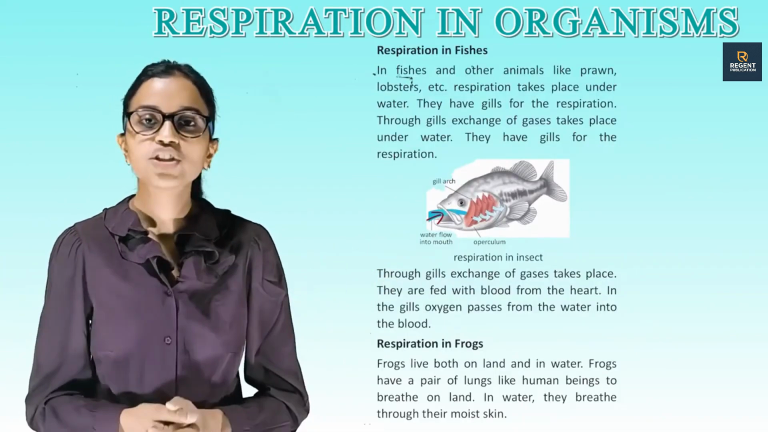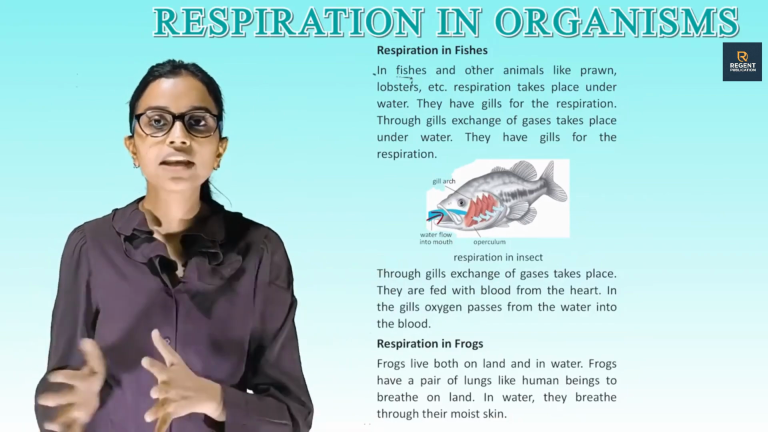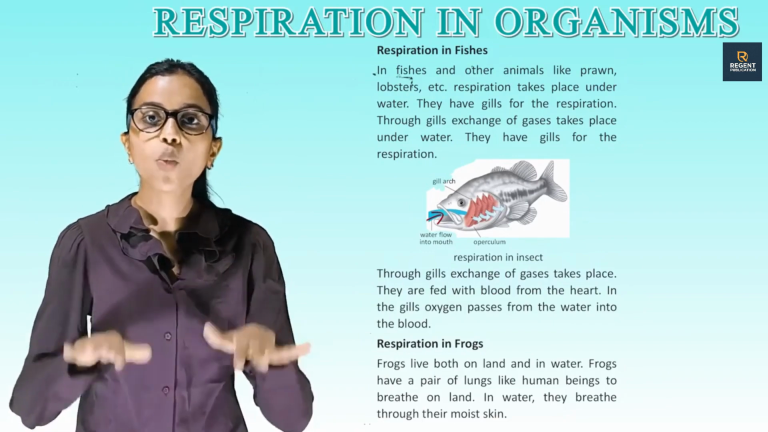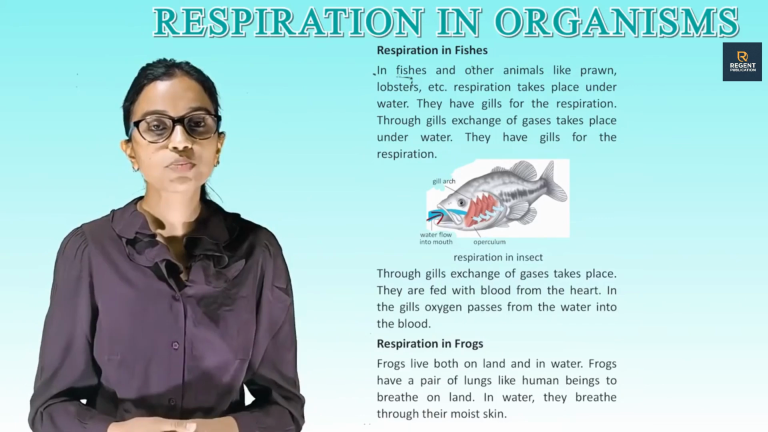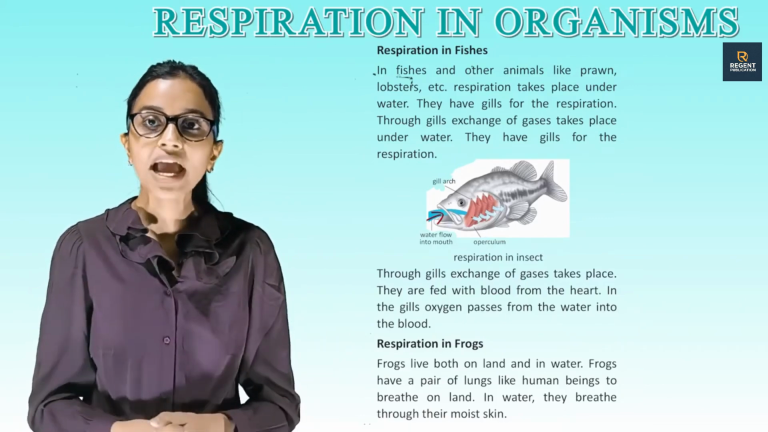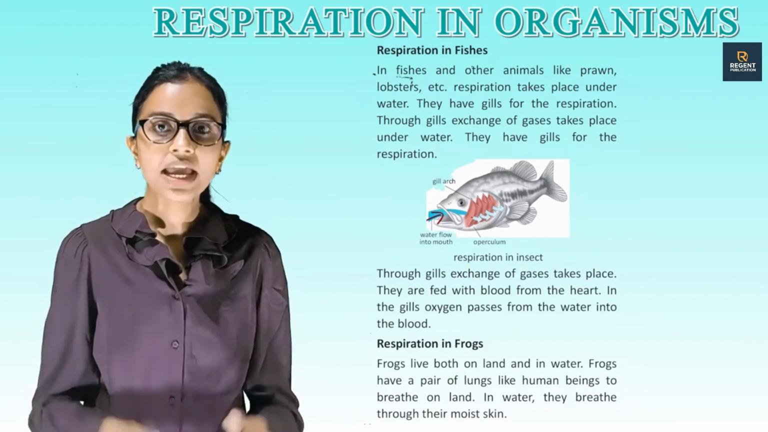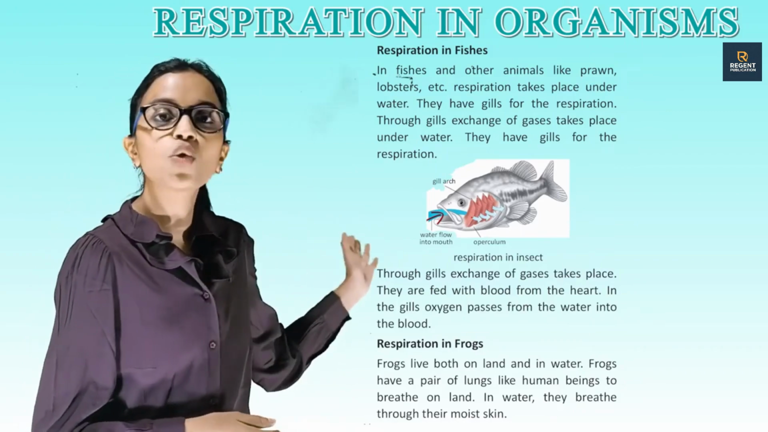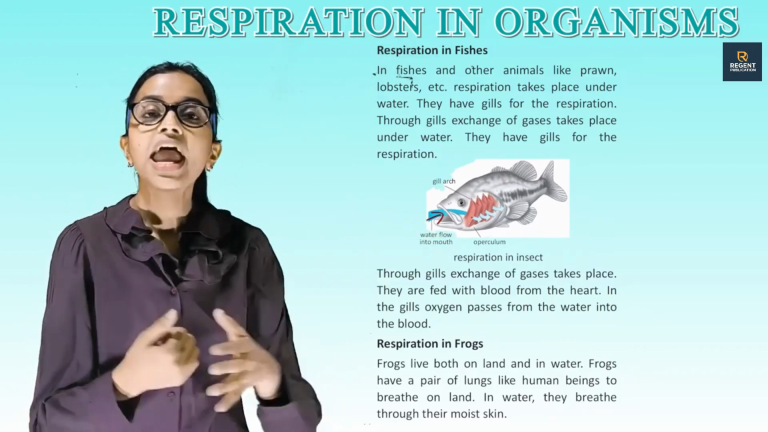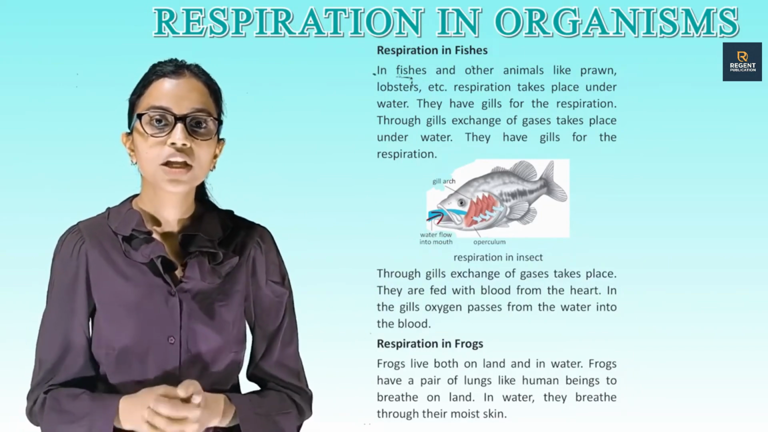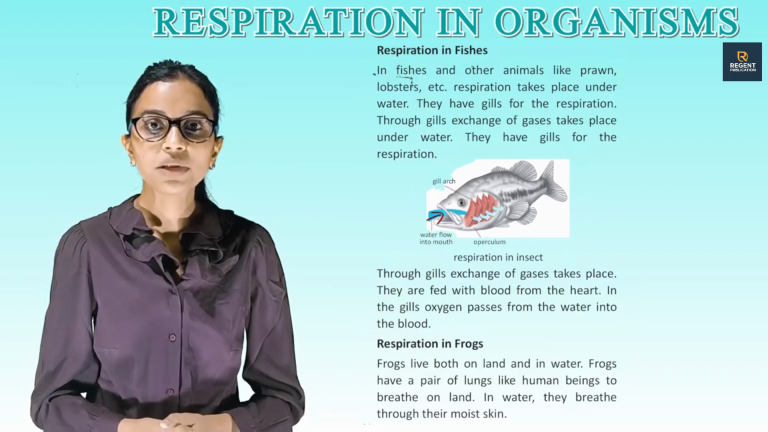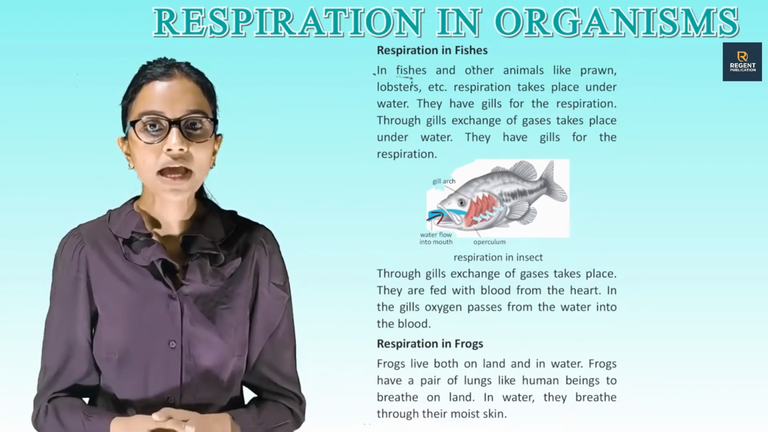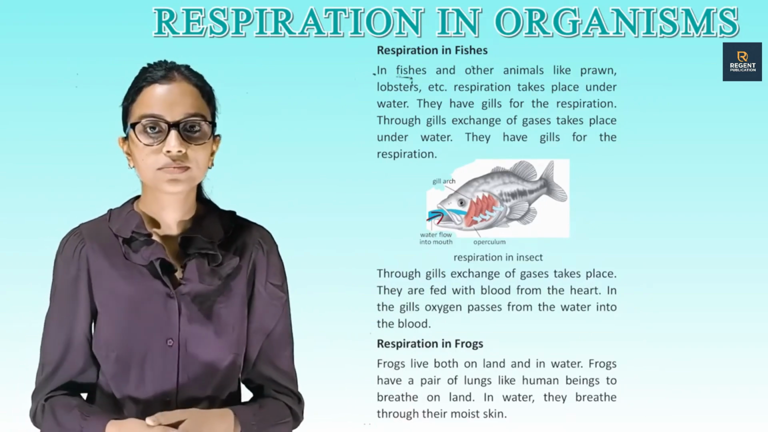Now, respiration in fishes. In fishes and other animals like prawns, lobsters, etc., respiration takes place underwater. They have gills for the respiration. Through gills, exchange of gases takes place underwater. And this is the diagram which is showing the respiration in fish. The gills are fed with blood from the heart. In the gills, oxygen passes from the water into the blood.